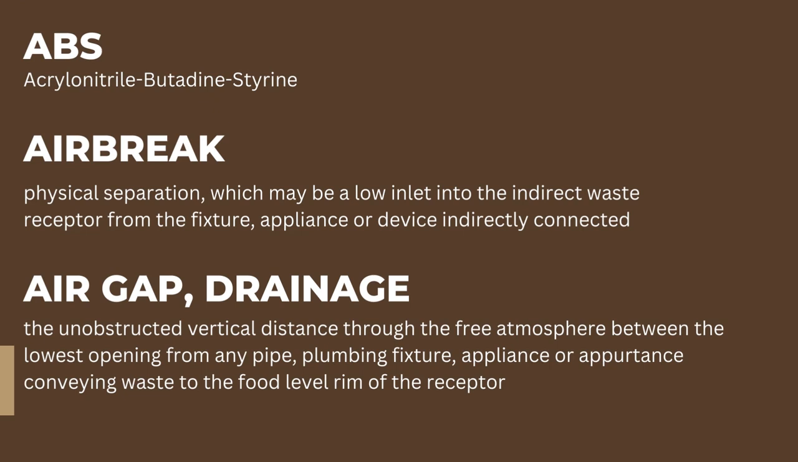ABS stands for acrylonitrile-butadiene-styrene. It is a black plastic pipe that is commonly used for drainage, sewage and vents. It is also used in DWV systems or the drain waste vent, which are designed to remove wastewater from a home. ABS. Air brake. Physical separation, which may be a low inlet into the indirect waste receptor from the fixture, appliance or device indirectly connected.